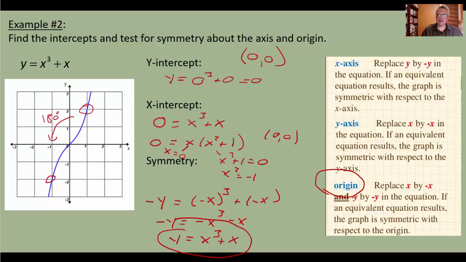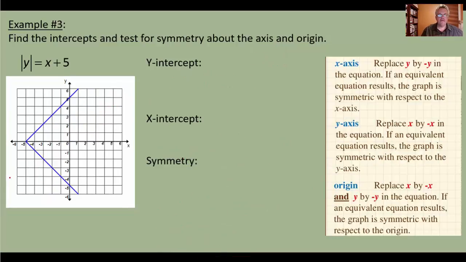So that's this case right here. Replace x with minus x, y with minus y, and see if it works. So for instance, this point right here was 1, 2. It's on the graph. Notice that the point negative 1, negative 2 is on the graph also. If I replace the coordinates with their opposites, I get another point on the graph.